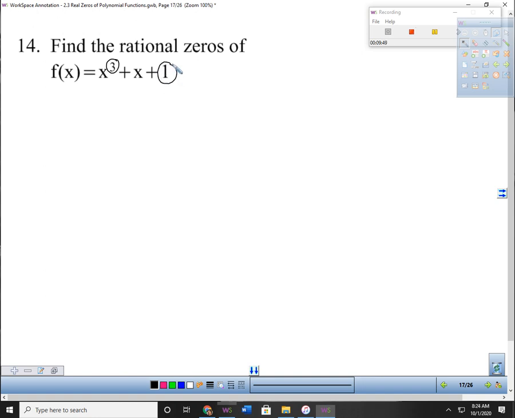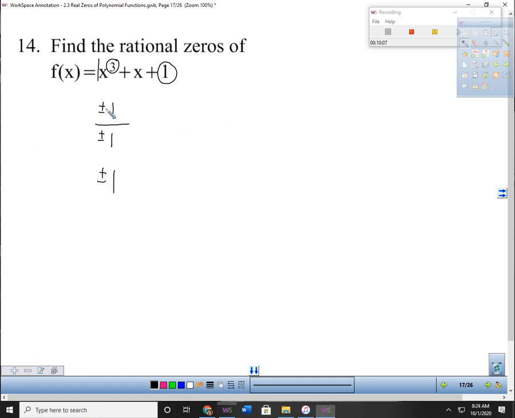So I'm going to look at this and I'm going to say, okay, I'm going to take all the factors of this back number. So the only thing that multiplies to make 1 is 1 and 1, right? And I divide that by all the factors of the leading coefficient, which is also 1. So if I were to take 1 and divide that by 1, that would give me 1. So we have two options here. We have a positive 1 and a negative 1.